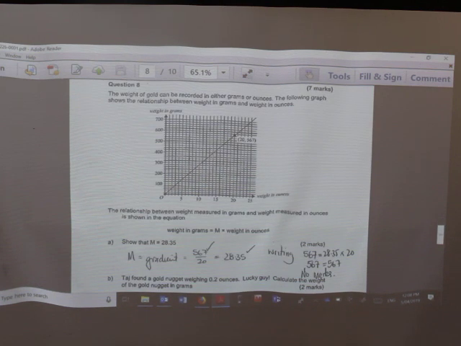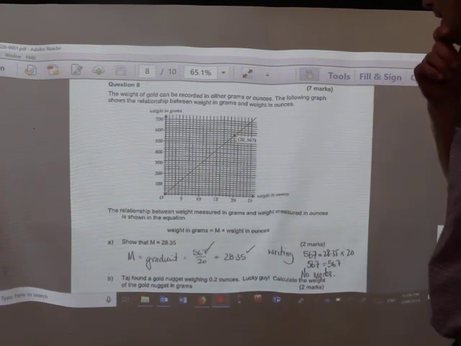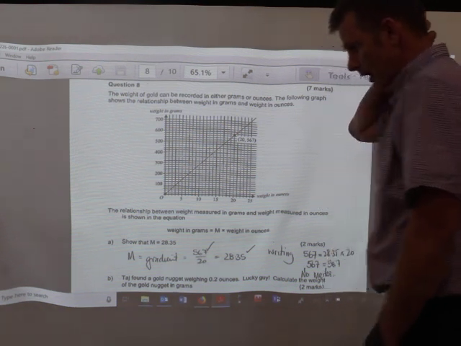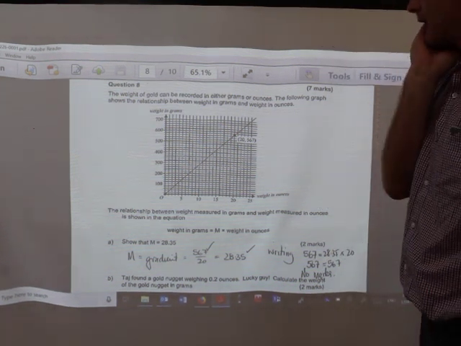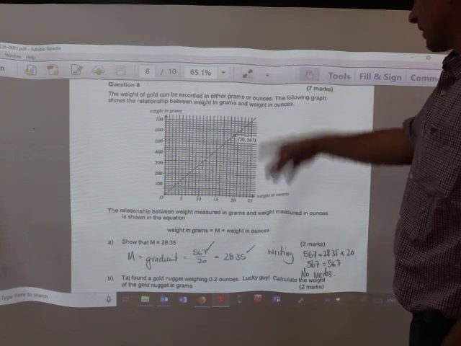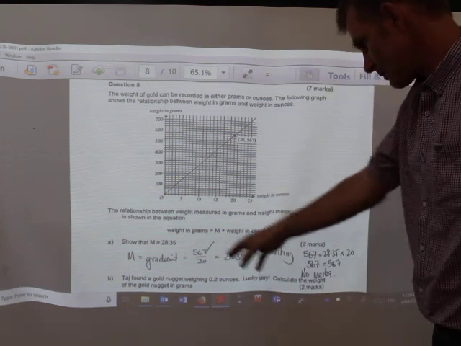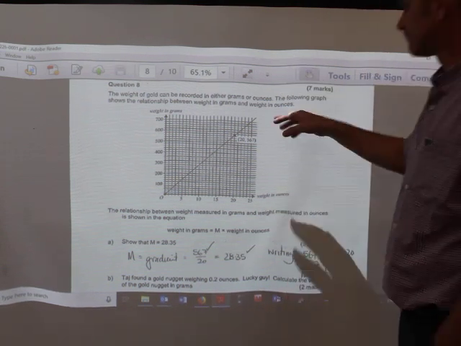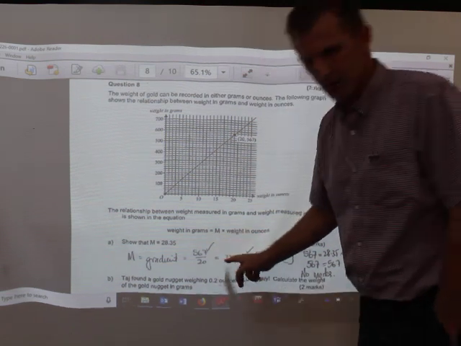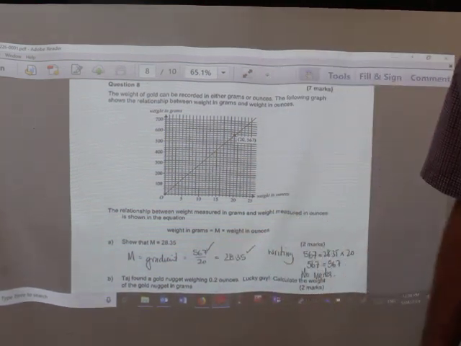Question number 8. This one I actually took from a Victorian exam. I can't remember what year it was, but a number of years ago. I changed it because I've got a few names in here. I think I've got Taj and I think I've got Georgia down further. So this question here, this is a really important one for a bit of thinking around here.